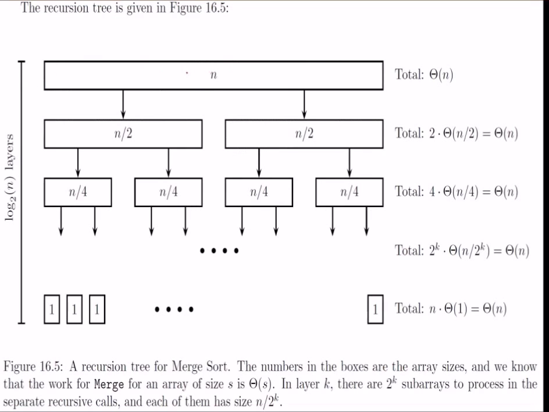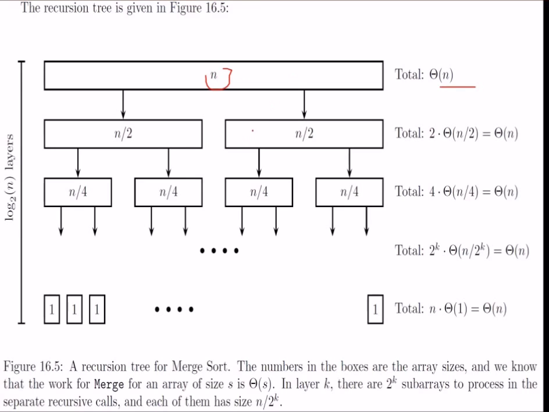So this is our n. This is a recursion tree of merge sort, and the numbers in the boxes are the array sizes. And we also know that the work for merging an array of size s is theta s. For n, it is theta n. This is what we know that merge is going to take. Merging will take order of n time for n values.